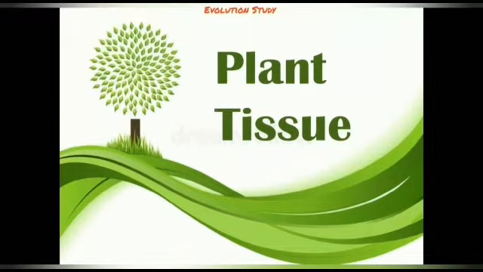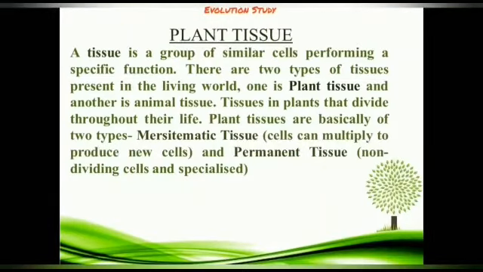Today we will be talking about plant tissue. A tissue is a group of similar cells performing a specific function. There are two types of tissues present in the living world. One is the plant tissue and another is the animal tissue. Tissues in plants that divide throughout their life.